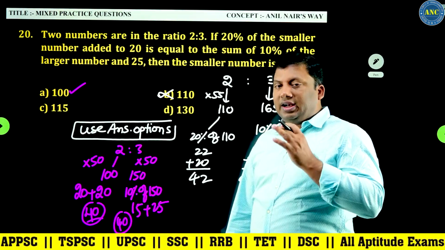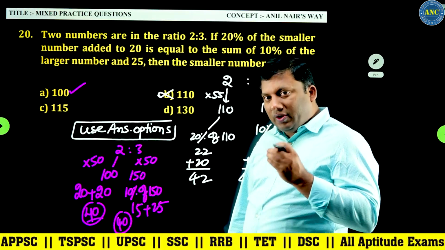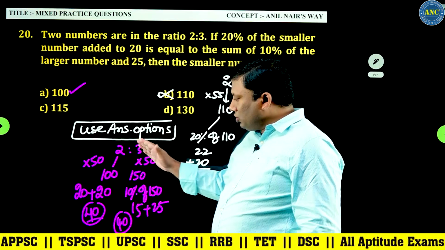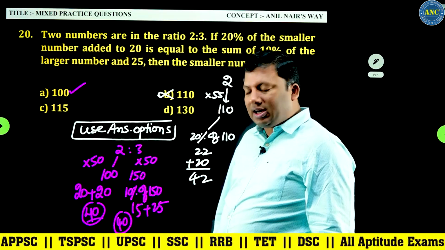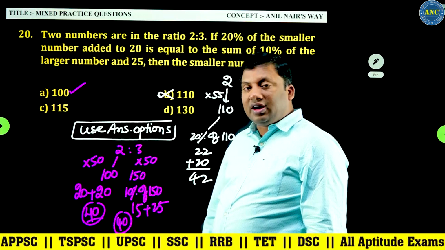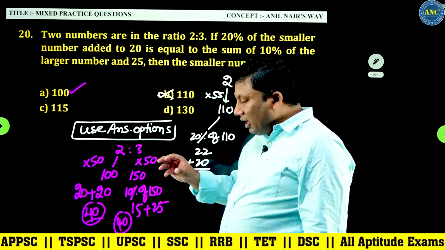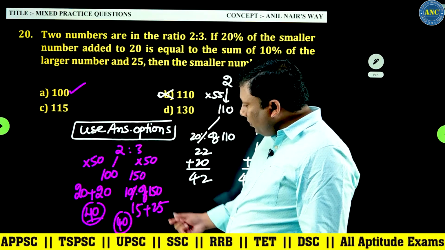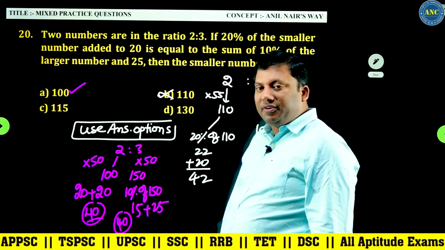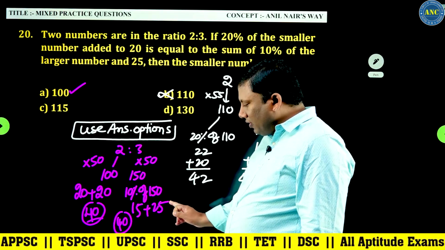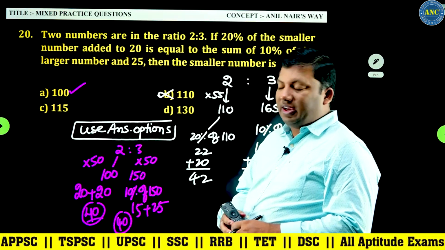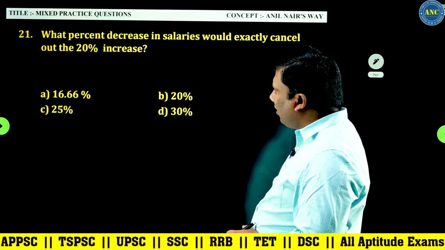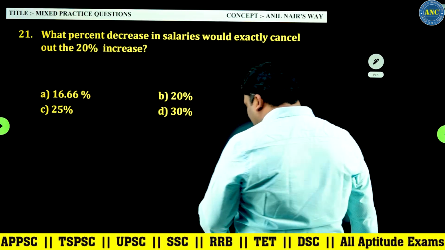Whenever word related problems are there, the best way to solve the problem is to make use of answer options. 2:3. 2 50s are 100. 20% of 100 is 20. On that, another 20 I am adding. 20 plus 20, 40. 10% of 150 is 15. I am adding 25. 15 plus 25 is 40. 40 and 40 both are matching.